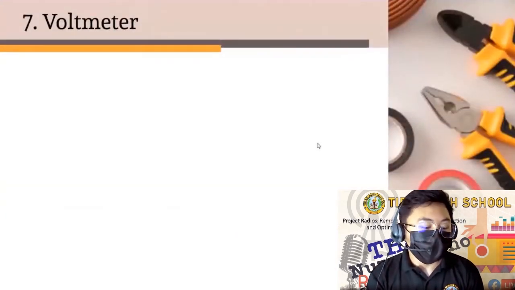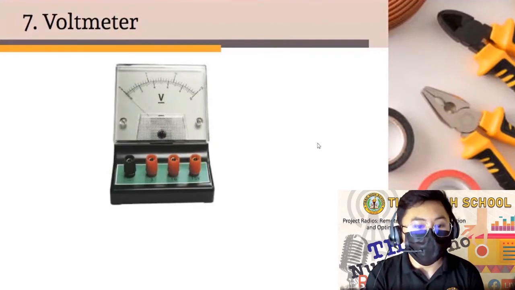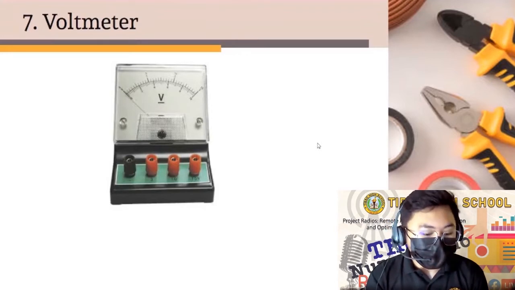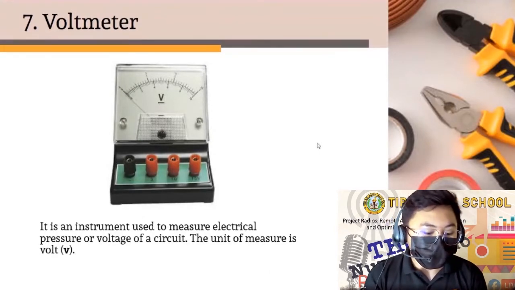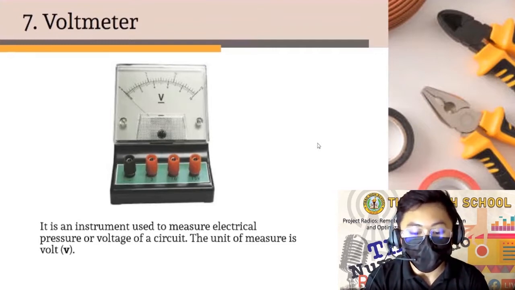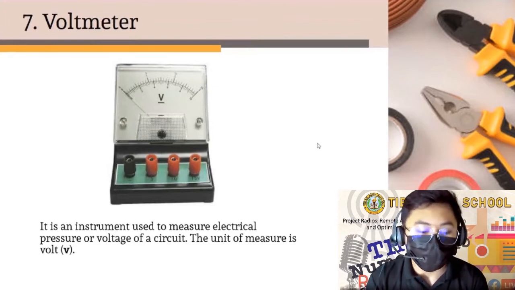Ngayon, punta naman tayo sa next instrument, which is the voltmeter. Yan naman ang itsura ng isang voltmeter. So may pagkakahawig siya dun sa ammeter. So a voltmeter is an instrument used to measure electrical pressure or voltage of a circuit. So the unit of measurement is volt or letter V.